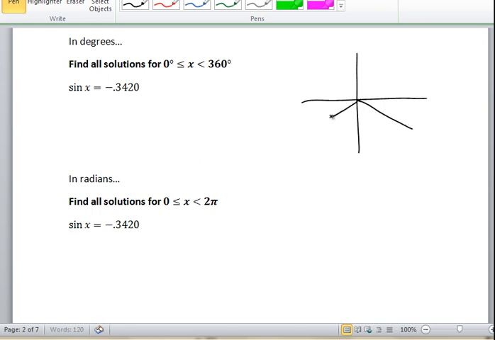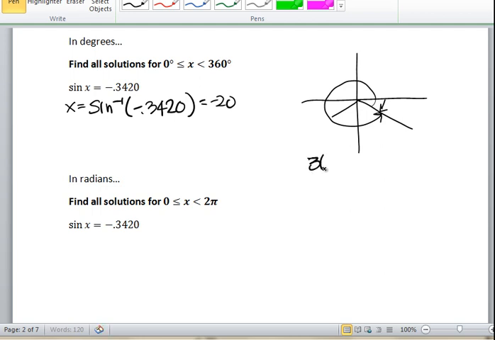I have one here and one here. So if x is equal to inverse sine of negative 0.3420, my calculator gives me negative 20. But that doesn't satisfy the condition that my answer has to be between 0 and 360. So negative 20 is down there. The first thing I need to do is find my positive coterminal angle. So I add 360 to my negative 20, and that's 340 degrees.